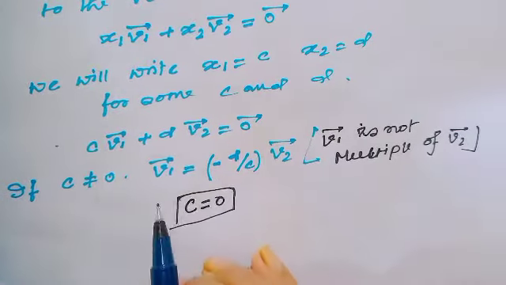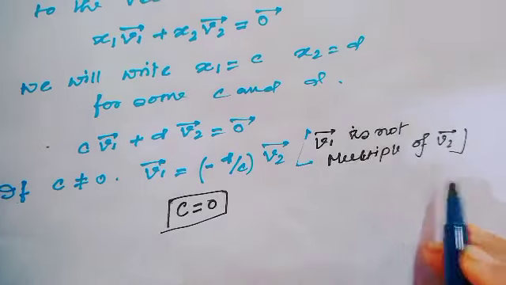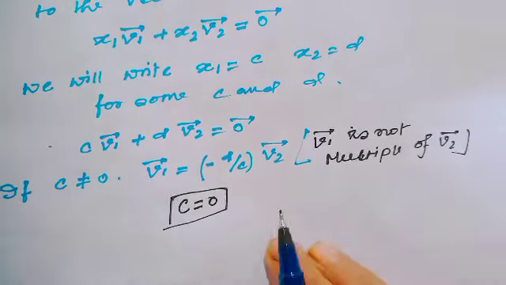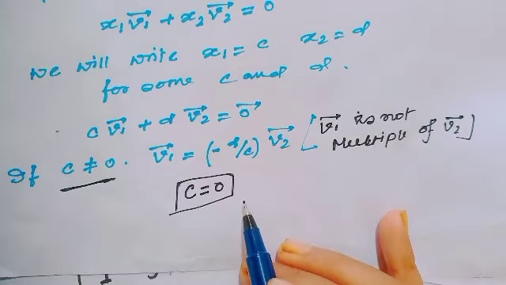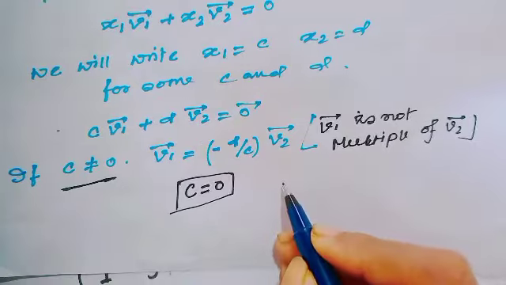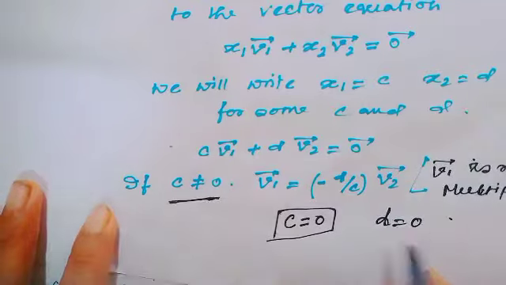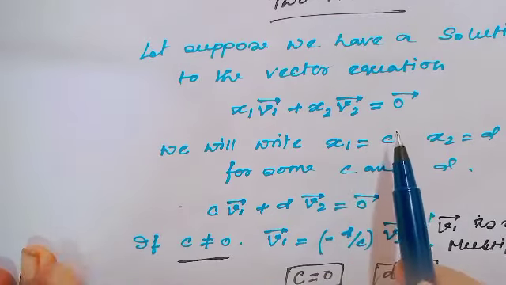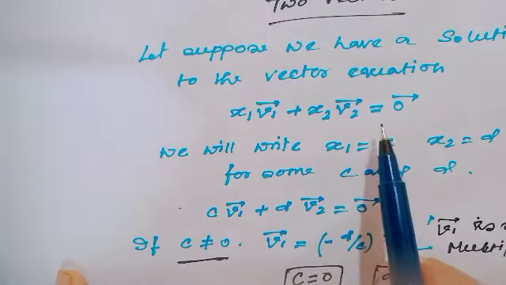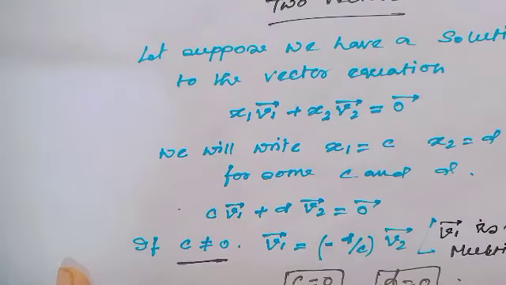If c is not equal to 0, then the vector v1 equal to minus d over c times v2. But v1 is not a multiple of v2. So our assumption is a wrong assumption. Obviously, c must be equal to 0. Similarly, obviously, d equal to 0. Both c and d equal to 0. Here I have started with an arbitrary solution, and always this solution is a trivial solution. And this is the idea of linear independence of vectors.